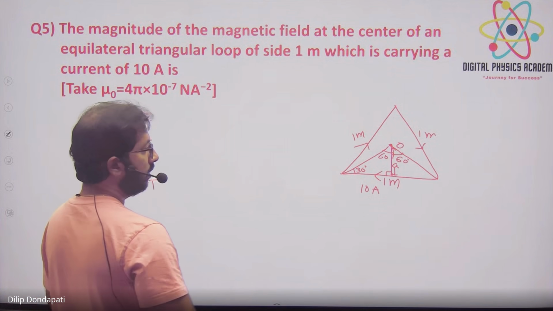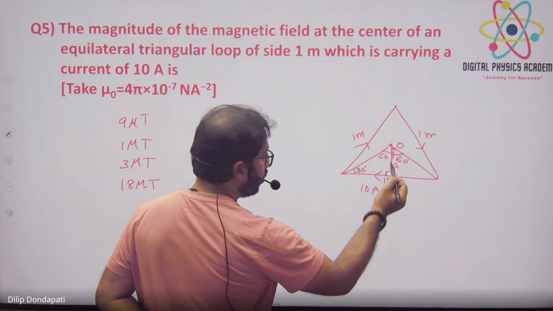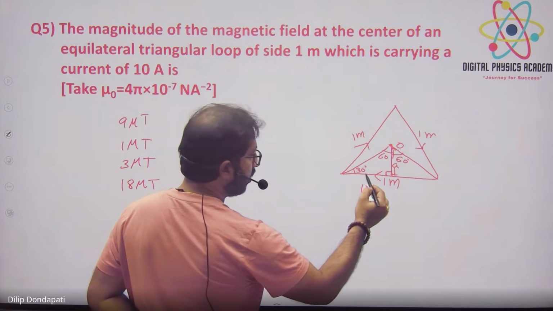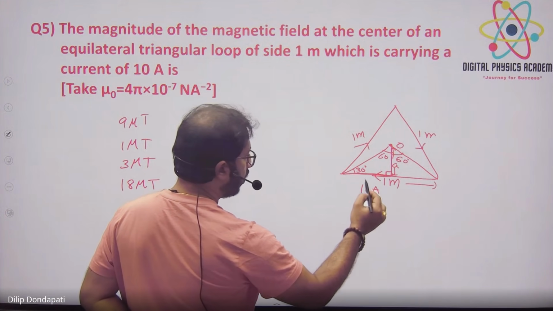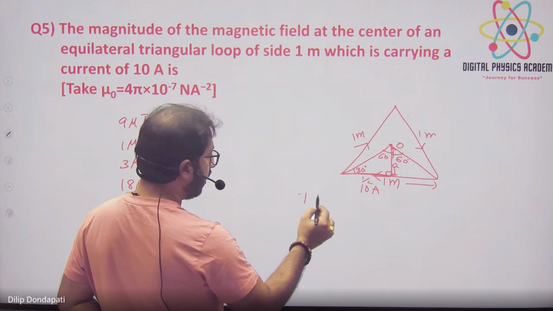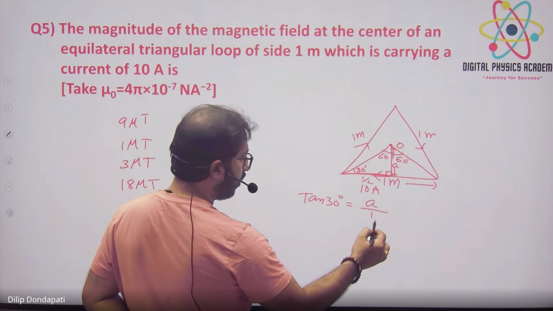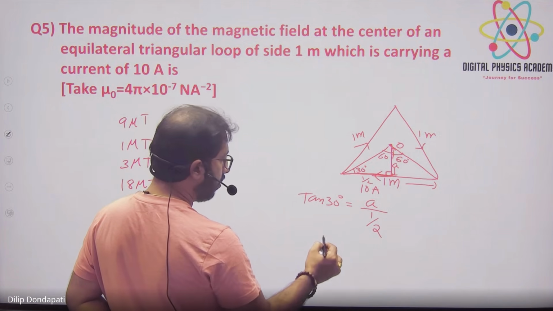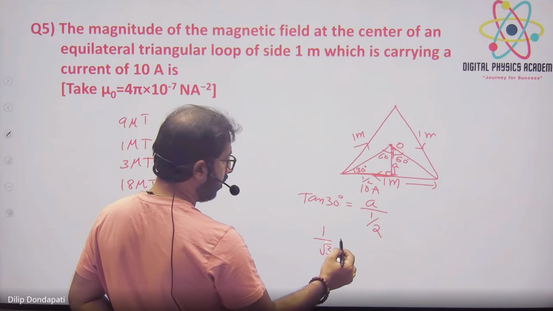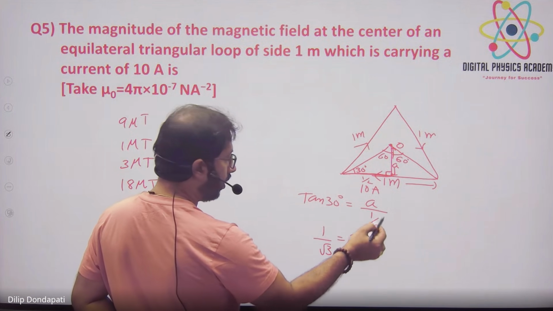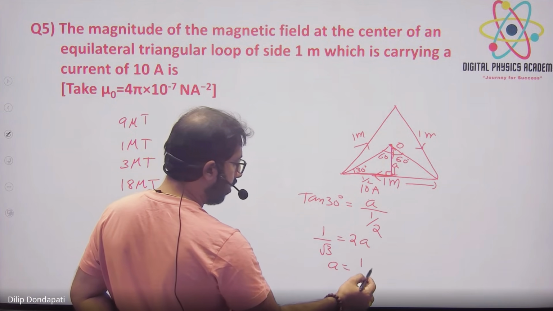Tell me. Look, whenever a right angle triangle is there, use trigonometry. This is how much? Half of it. Total is 1 meter, right? So this is 1/2. So tan 30 is equal to opposite by adjacent, 1/2. So tan 30, which is 1/√3, is equal to 1/2 divided by a, so inverted it is 2a, right? So a is equal to 1/(2√3).